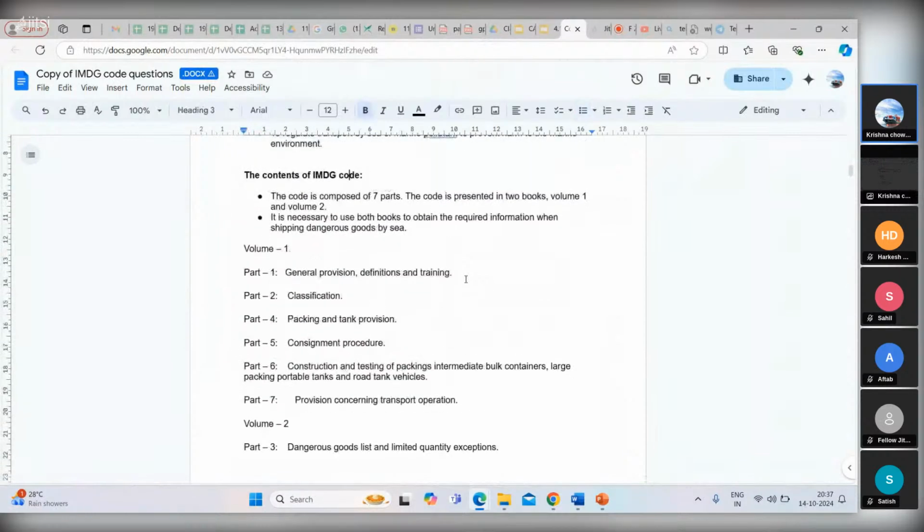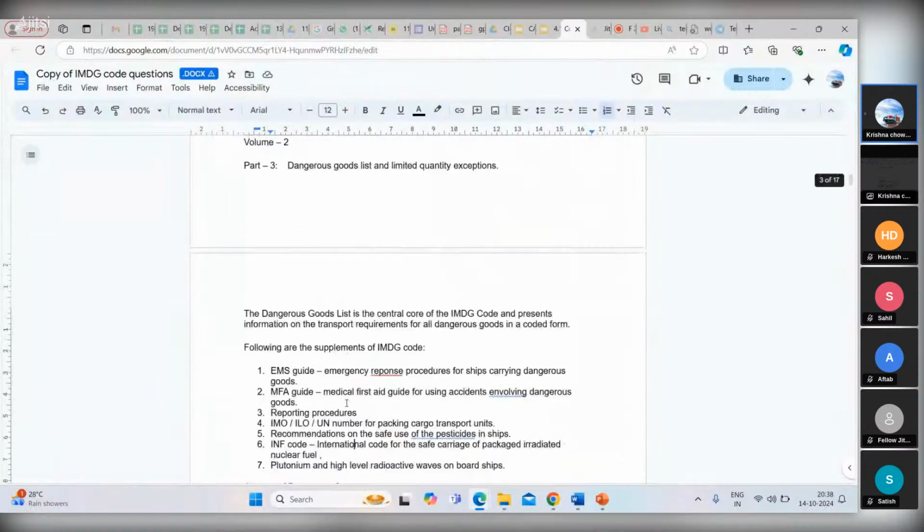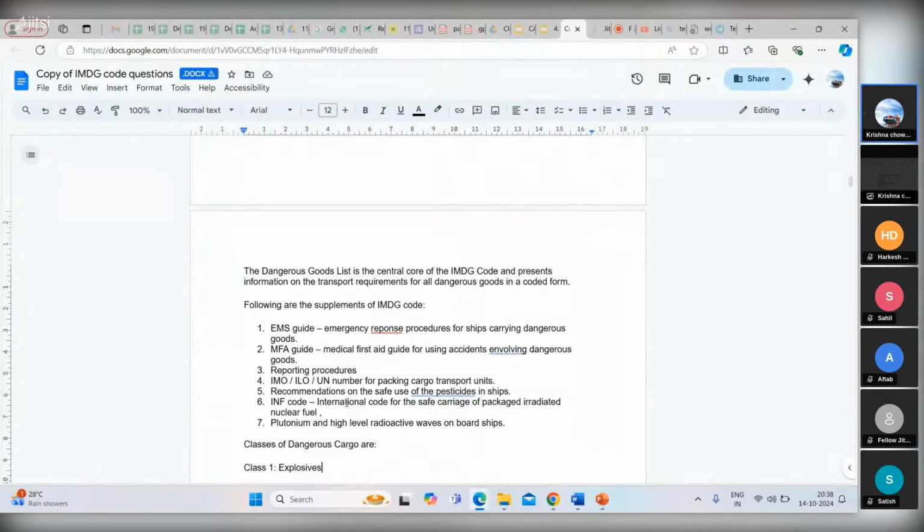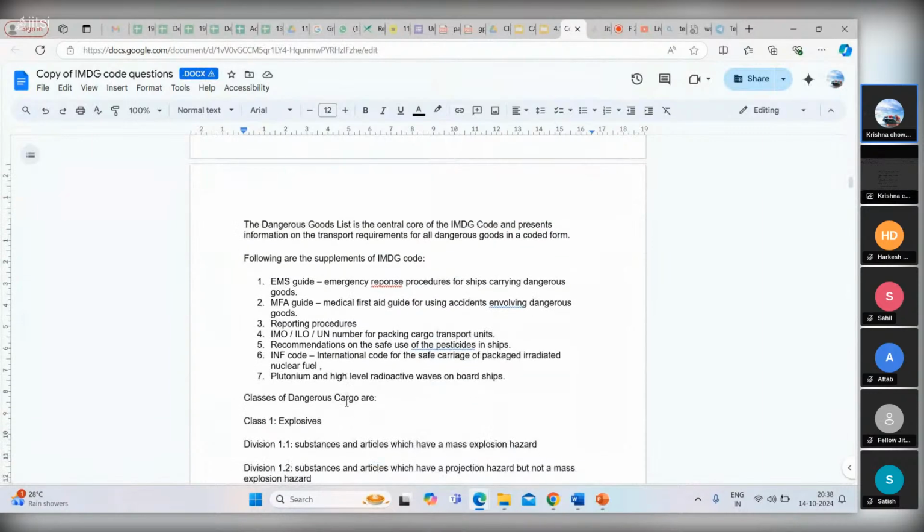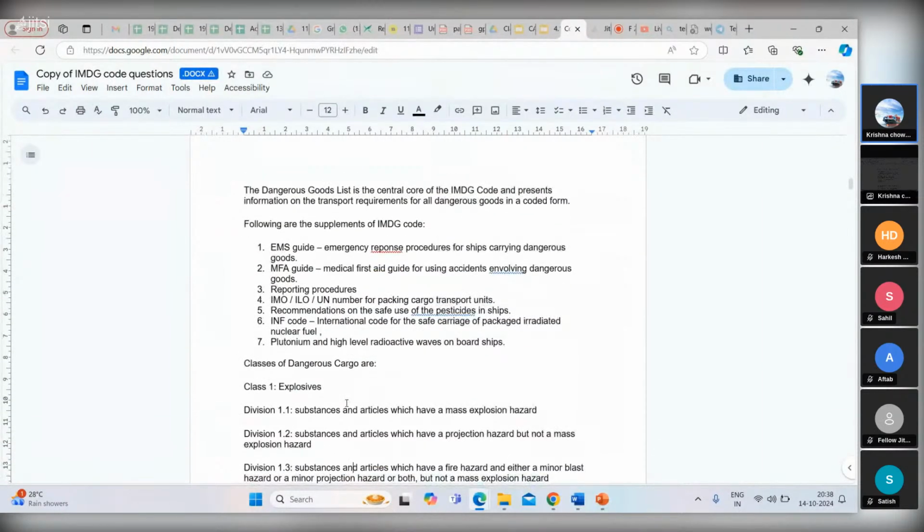So it has 7 parts and is divided into 2 books, volume 1 and 2. The parts are: first general provisions, then classification, packaging, tank provisions, consignment procedure, construction and testing of packaging, intermediate bulk containers, large packaging, portable tanks and road tanks, provisions concerning transport operation, dangerous goods list, limited quantity exceptions. The dangerous goods list is the central core of the IMDG code and presents information on the transport requirements for all dangerous goods in coded form.